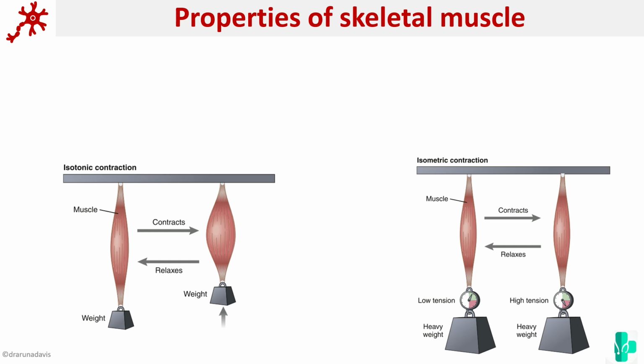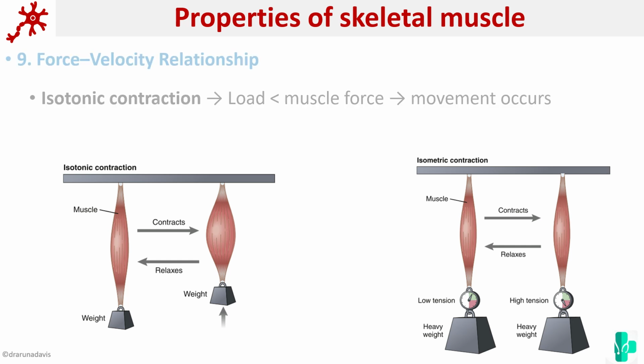So next let's see the force velocity relationship. Suppose you can see in this diagram there is a muscle and a weight attached to it. If the force that a muscle can generate is more than that of the weight, what will happen? The muscle will quickly pull up the weight, so there will be contraction. And if the weight increases, what will happen to the speed at which the muscle contracts? Obviously it is going to be lesser.